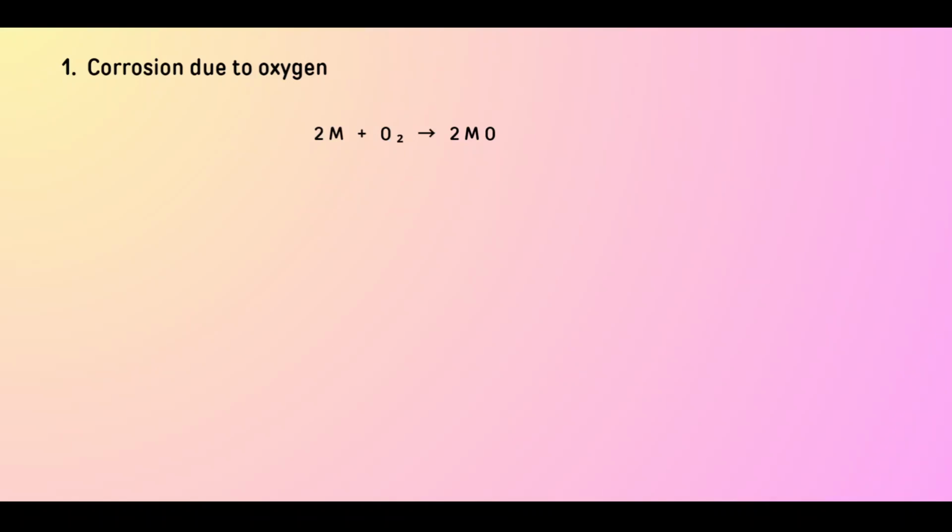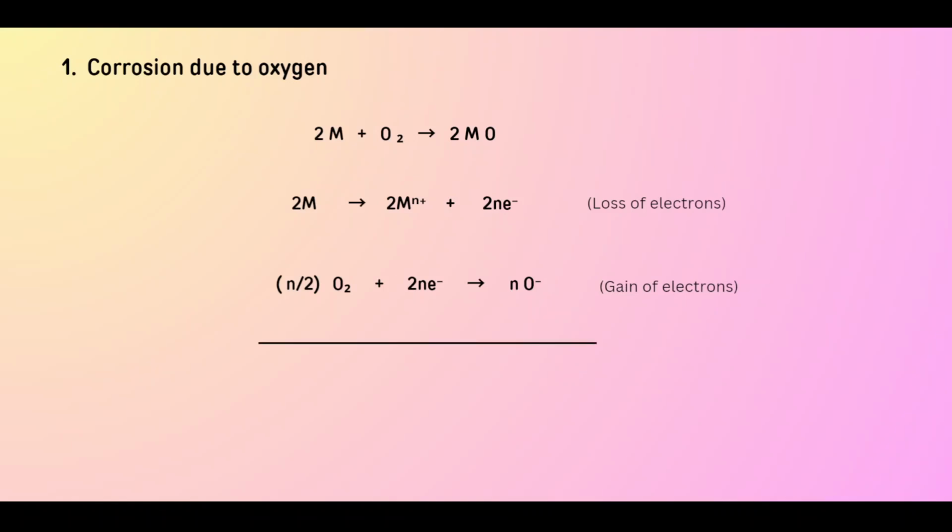Let us see the mechanism of oxidation. 2M goes to 2M^n+ plus 2ne^-, with the loss of electrons, and n/2 O2 plus 2ne^- gives n O^2-, with gain of electrons. So let us see the net reaction. That is, 2M plus n/2 O2 will give us 2M^n+ plus n O^2-. So let us go to the next one.